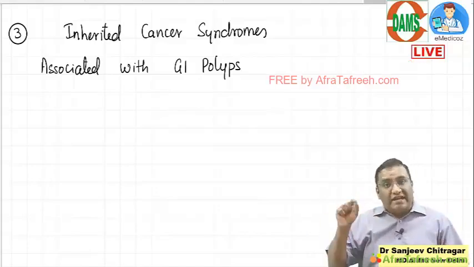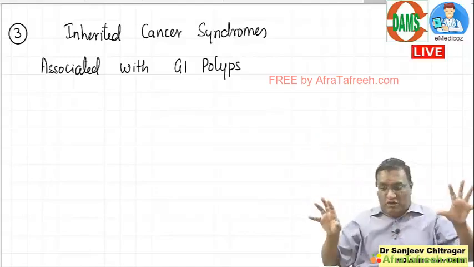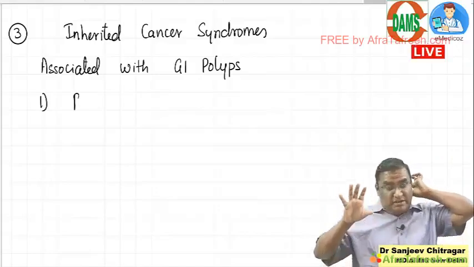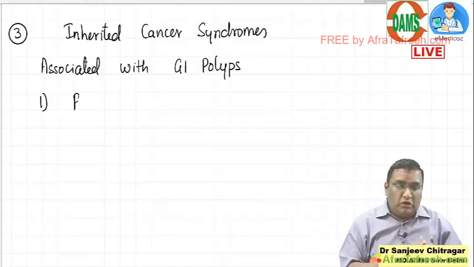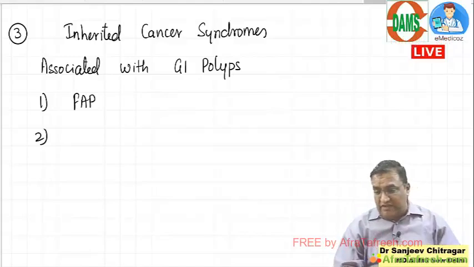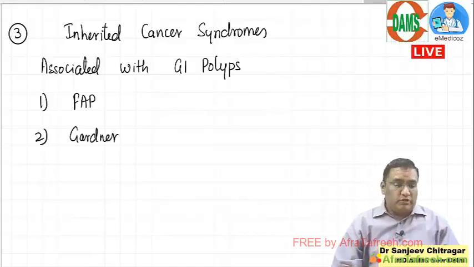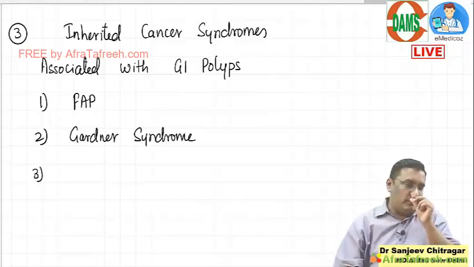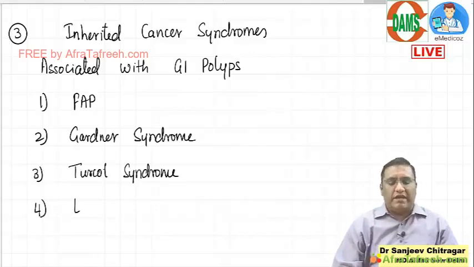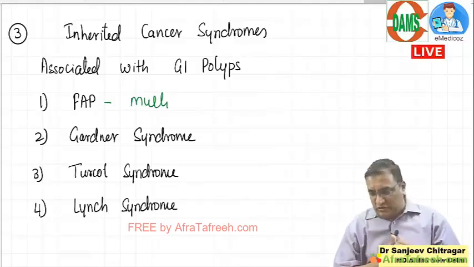After that, on detailed history, they will tell you somebody else in the family had these manifestations. Then you will start thinking of it. With associated GI polyps, the possibilities are many. One is FAP. First, let me list them down. FAP, familial adenomatous polyposis. Then there is Gardner syndrome. Then Turcot syndrome. Then HNPCC or Lynch syndrome.